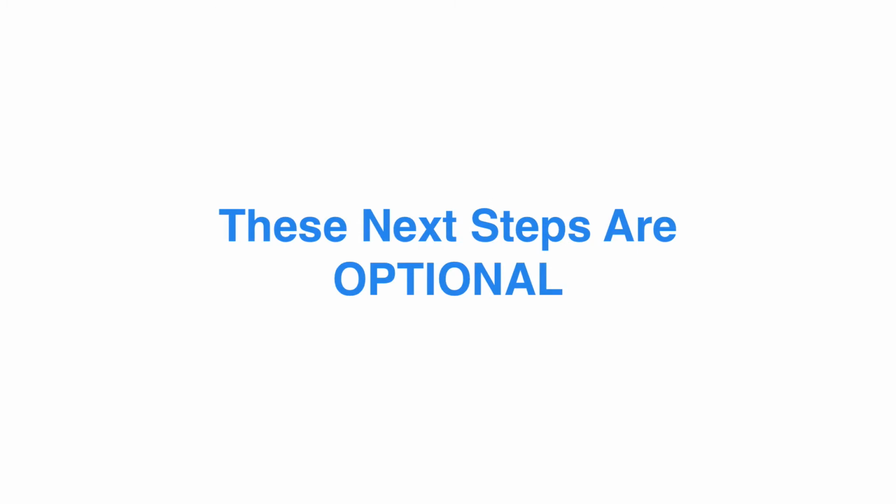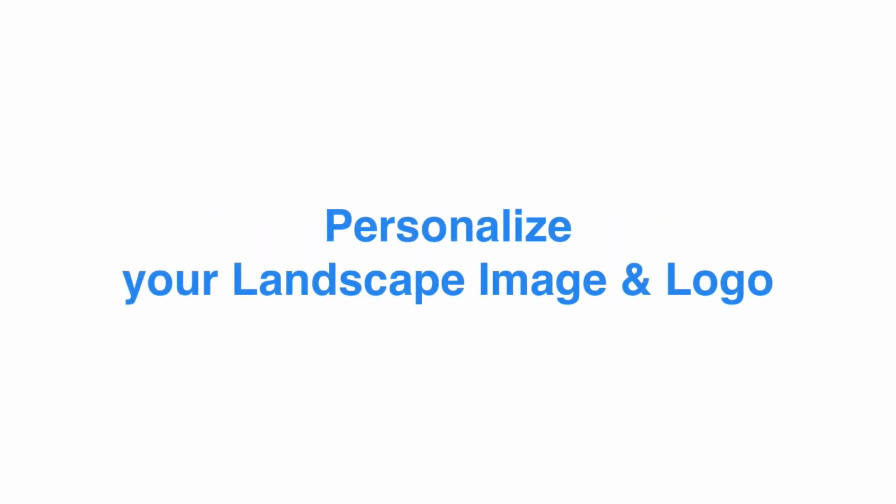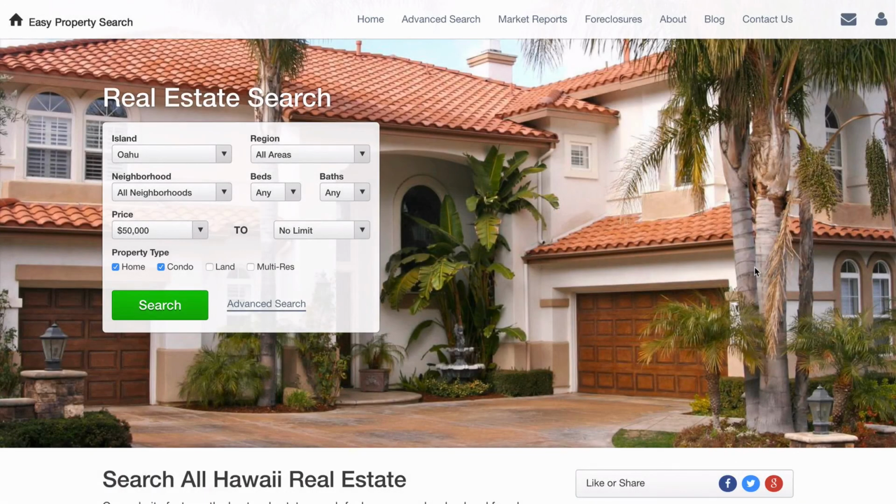Personalizing your landscape image and logo are two optional items you can swap out to further customize your site. Since many people like to upload these personal elements to their website, let's work on doing that together. As we discussed at the start of this video, the landscape image is the large image that sweeps across the top of your page. We'll swap this out in a minute.